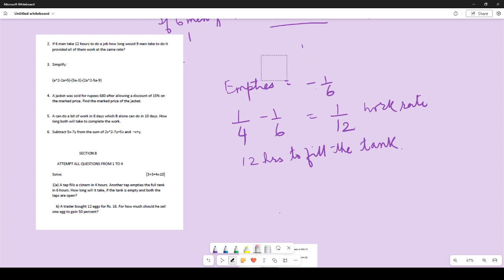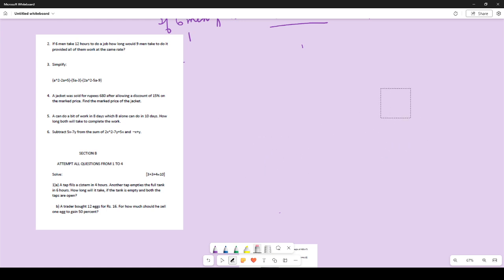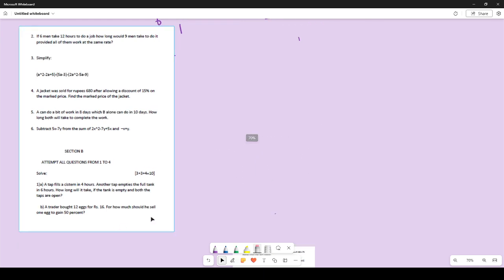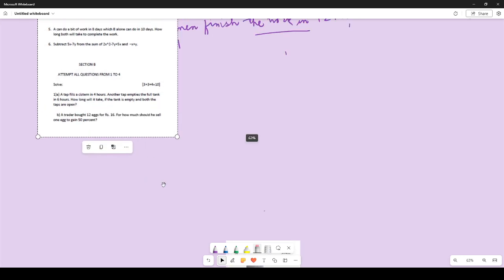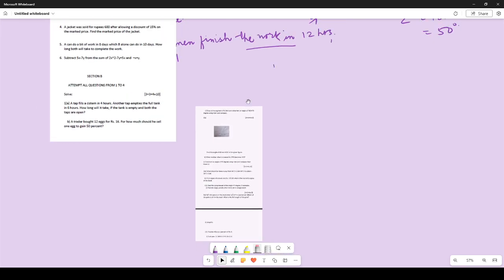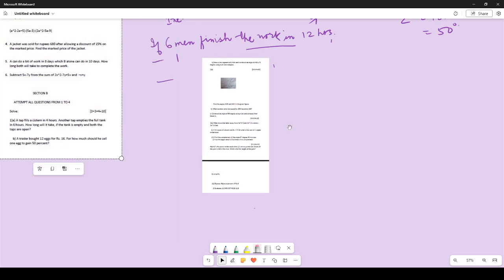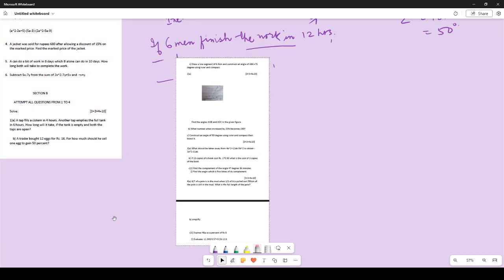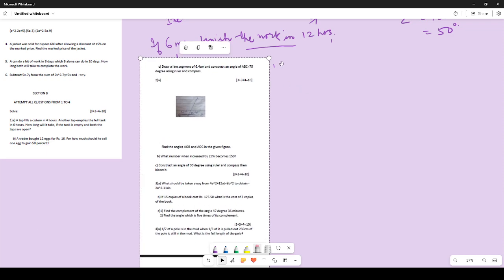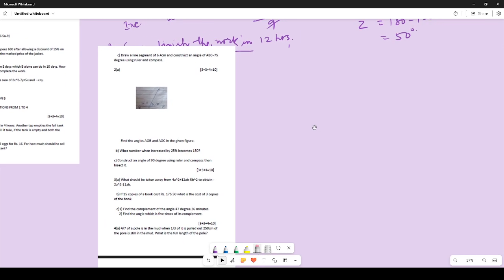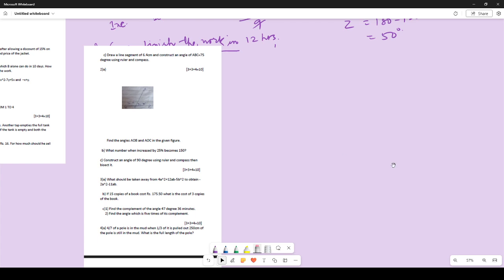Now let us move on to the next question. Okay, it is here. Sorry, I thought I had lost it. Now let us move on to this part. Draw a line segment of this length in centimeters and construct an angle of 75 degrees using ruler and compass. I don't need to explain this to you, you already know how to construct it, and if you have constructed it properly, showing the proper arcs and marking the angles well, you will get full marks in that.